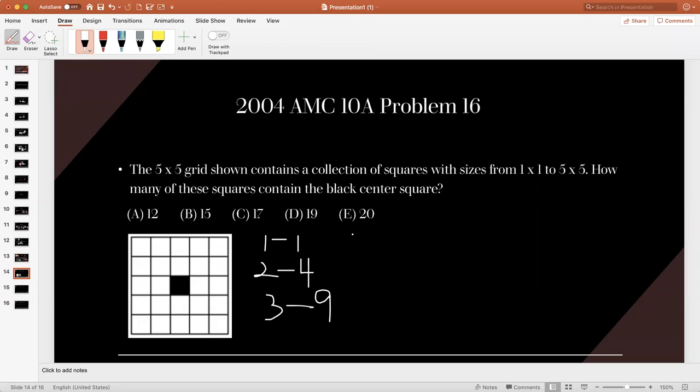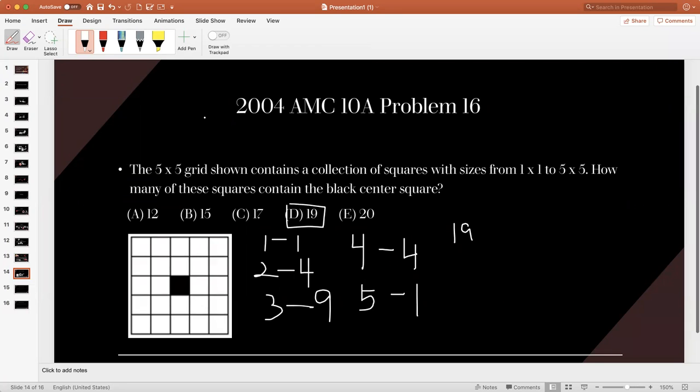And then all 4 by 4 squares work again. Since all 3 by 3 can fit, then all 4 by 4 could definitely fit. So there are 4 squares of size 4 by 4. And for 5 by 5 squares, there's only one 5 by 5 square, and that definitely fits. After we add up 1, plus 4, plus 9, plus 4, plus 1, we have an answer of 19, which is D.